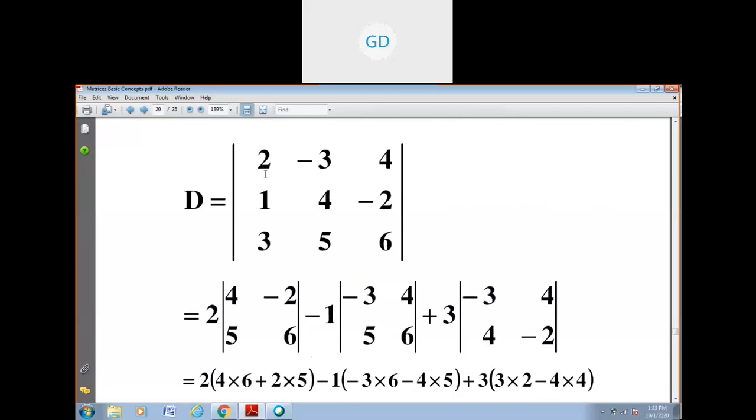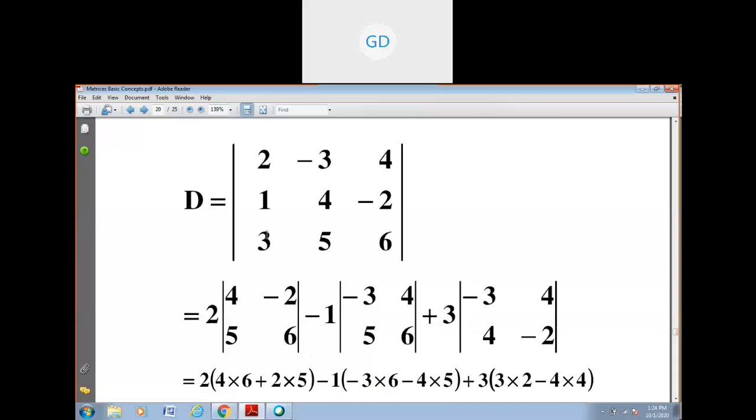Along the first column, suppose we are going to compute, then 2 into, follow the rule: 2 contains a row and a column, you just omit. What are left? 4, minus 2, 5, 6. Here this one, 4 minus 2, 5, 6. Next element 1, so it's the middle element, so it will be minus 1 definitely. This element contains a row, omit, and this element contains a column, if you omit, then elements left: minus 3, 4, 5, 6. Here it is minus 3, 4, 5, 6.